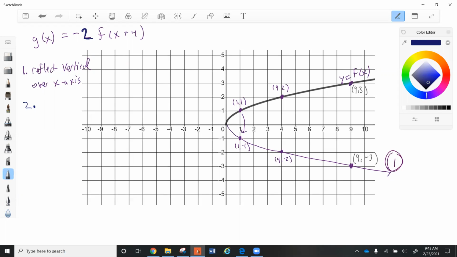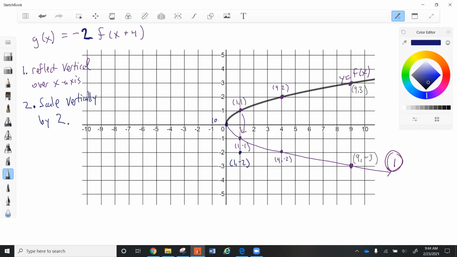Now this multiplying by 2 is going to be a scaling of some kind. Since it's outside the function, it's going to be vertical. So scale vertically, and the factor is going to be 2. In other words, that's going to double all the y coordinates. So starting from where I was before, I'm now going to double them. So this 1, -1 is going to come down here to 1, -2. That's taking that y coordinate and doubling it.